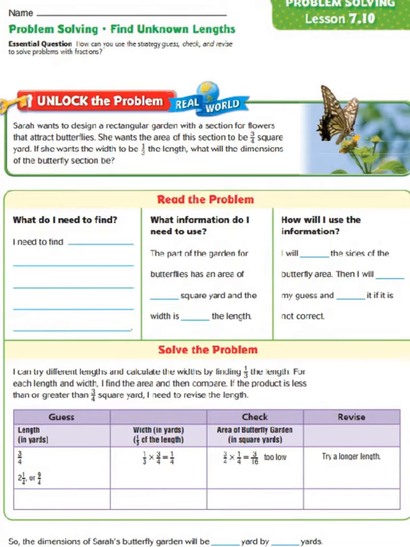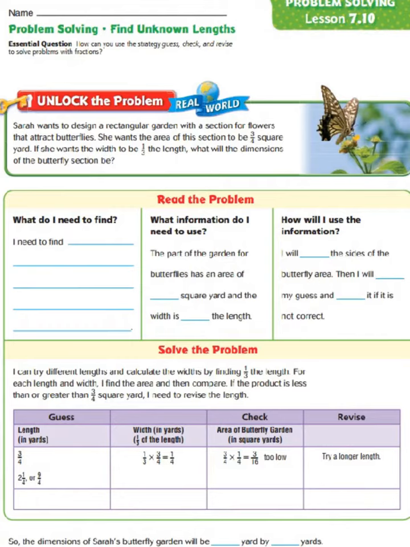Let's take a look at our essential question. How can you use the strategy guess, check, and revise to solve problems with factors? So now let's take a look at our word problem. Sarah wants to design a rectangular garden with a section for flowers that attract butterflies. She wants the area of this section to be 3/4 square yard. If she wants the width to be 1/3 the length, what will the dimensions of the butterfly section be?